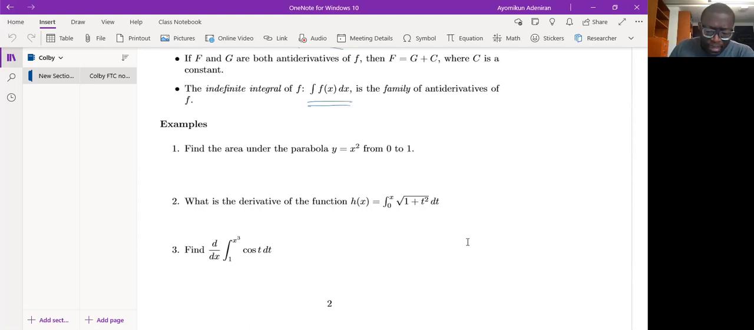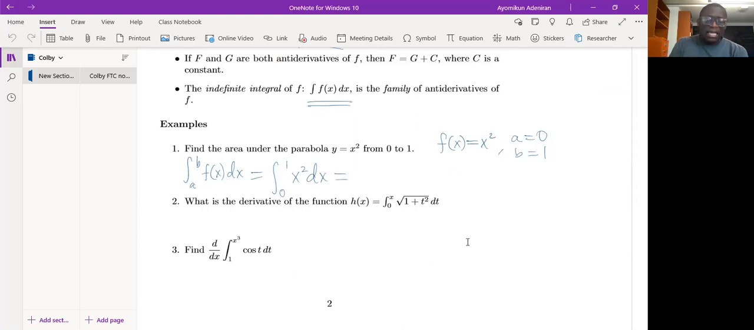So let's do this. How do we find this area? Remember we said that the area under the curve is given as the integral from a to b of f of x dx. And so our f of x in this case is y, which is x squared. Our a is 0 and our b is 1. So if you plug that in here, you have the integral going from 0 to 1 of x squared dx.